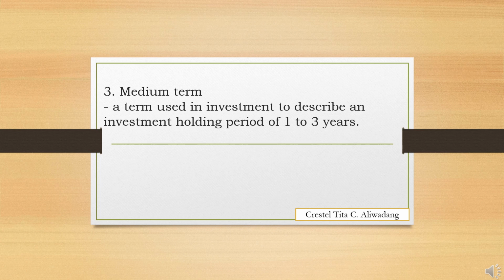The last duration or period we have here is medium term. Medium term is a term used in investment to describe an investment holding period of between 1 to 3 years. The time horizon in a medium-term investment is intermediate. The investor is expected to receive the return on the investment and the initial capital within 1 to 3 years. The main purpose businesses use medium-term finance is to finance expansion projects or purchase fixed assets.